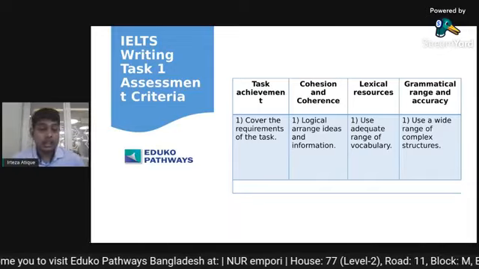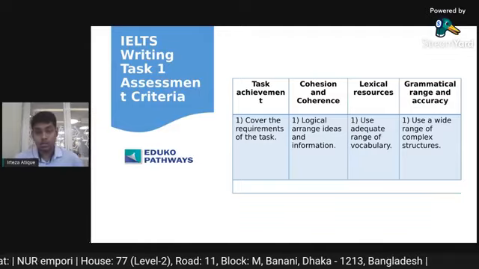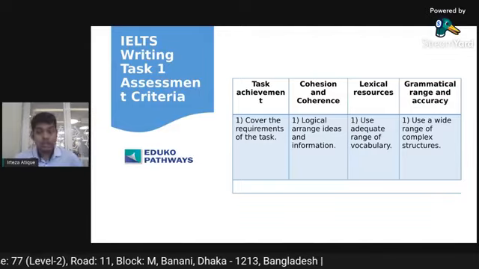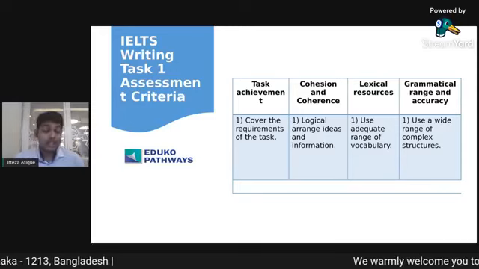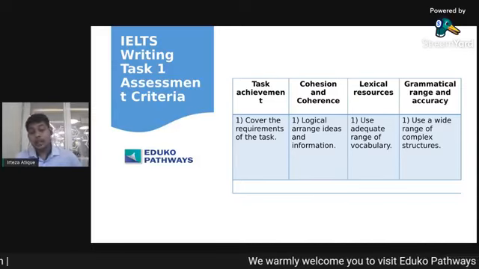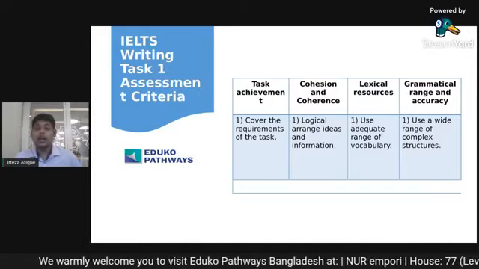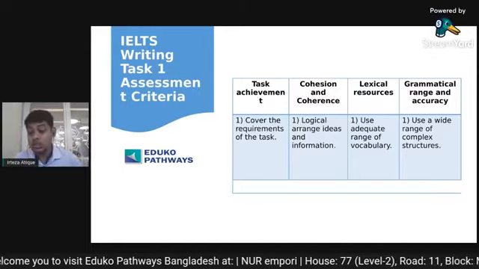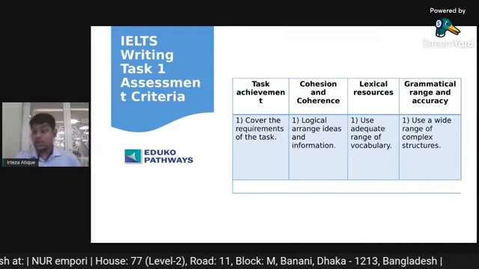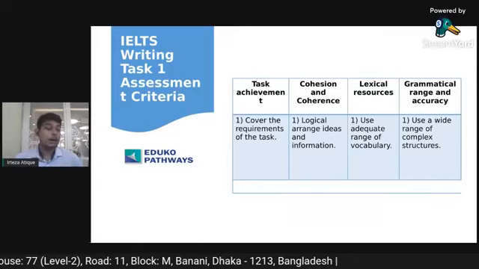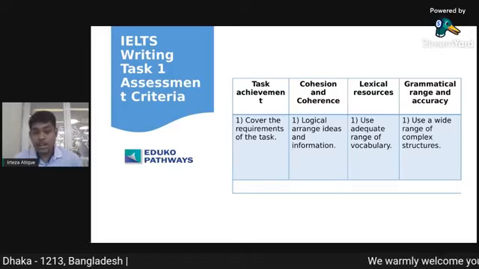And after that, there is lexical resource, which is the vault of vocabulary. How strong is your vault of vocabulary? Are you using an adequate range of vocabulary? So this is what lexical resource means. And then last but not least, the grammatical range and accuracy. This is basically where they're trying to assess, are you using a complex range of structures? Are you using the right tense, or are you using the right spelling? So this comes into the grammatical range and accuracy part.